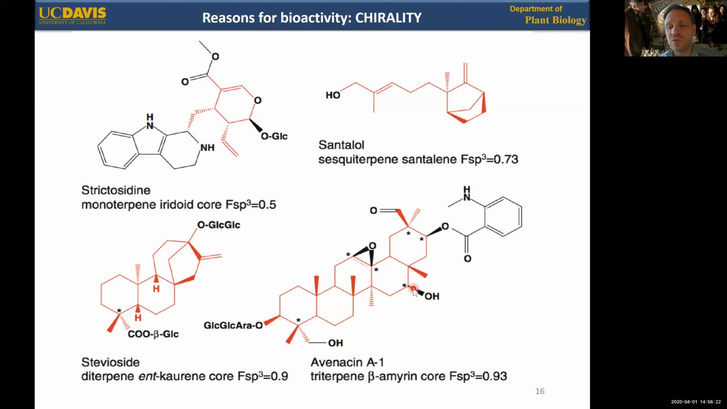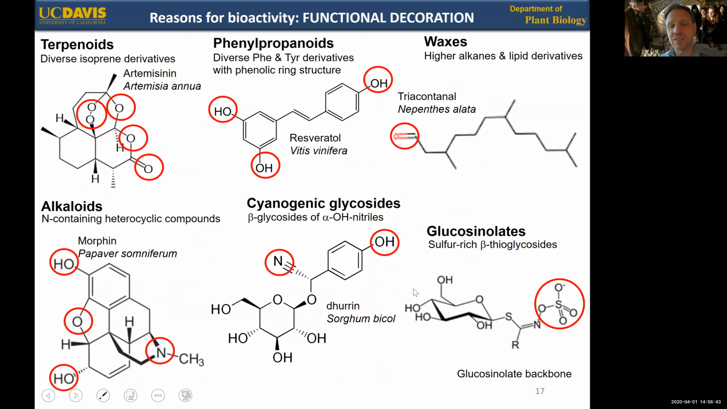So using chirality, using chiral centers for modification and structural diversity really has been a major contributing factor to the functional diversity of these compounds. And so then building on the chirality of these compounds and the potential for chiral centers, probably the major contributor to bioactivity is functional modification, right?